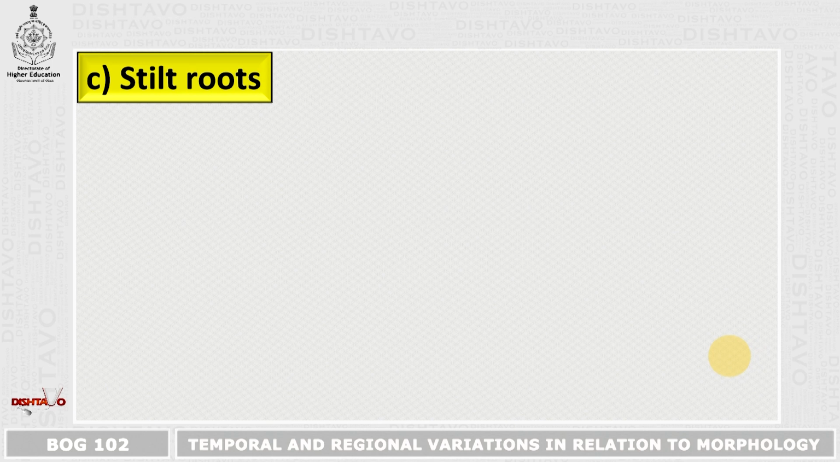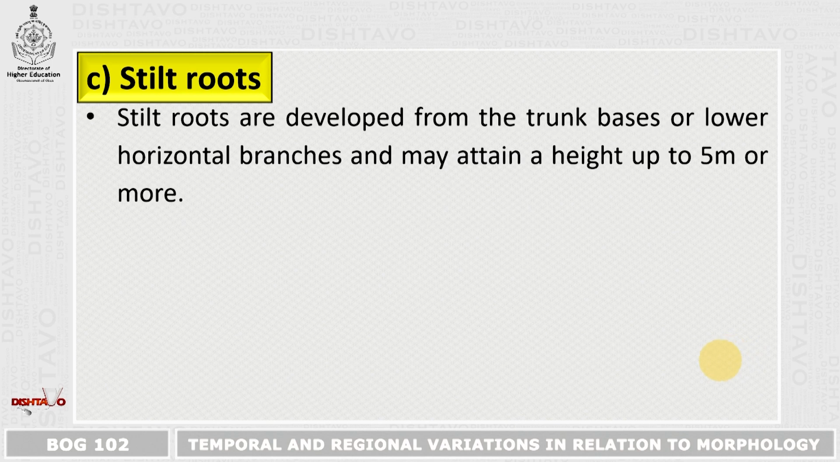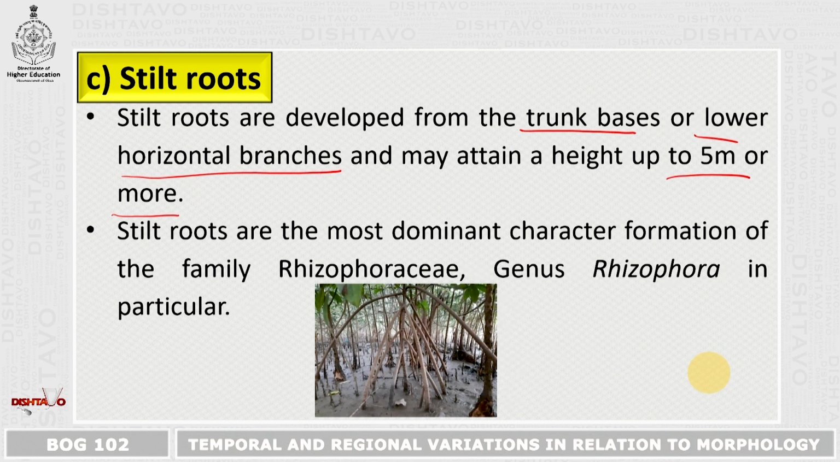Next, we have stilt roots. Stilt roots are developed from the trunk bases or lower horizontal branches and may attain a height of 5 meters or more. Stilt roots are most dominant character formation of the family Rhizophoraceae, the genus Rhizophora in particular. Here we can see the prop roots or the stilt roots are coming out from the base of the trunk.